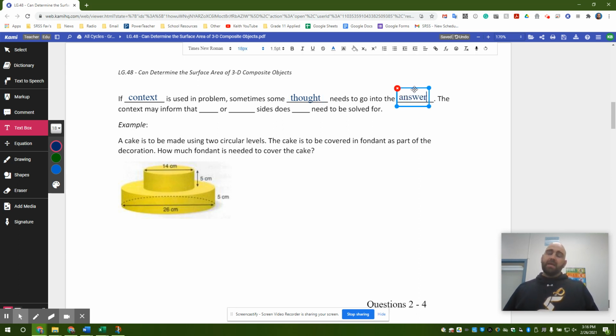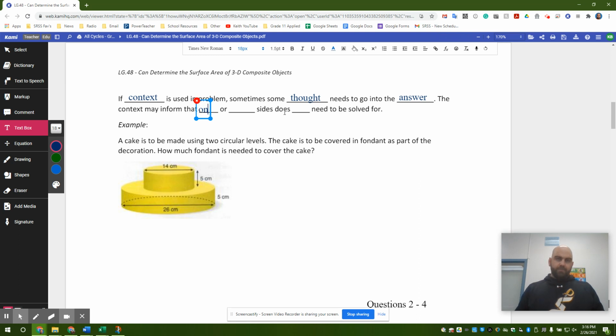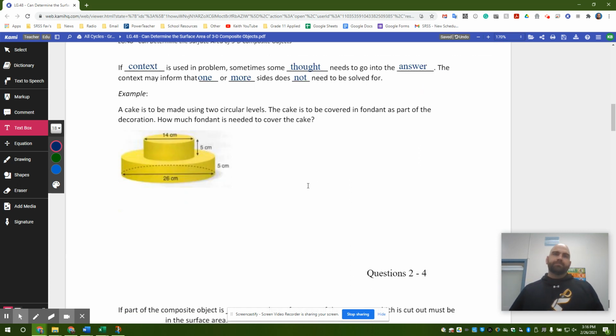Not saying that you don't think when you do the questions normally. I'm saying that we have to actually determine what parts of our shape or our object are actually going to be a part of our answer. Is the whole thing going to be a part of the answer, or is part of it going to be actually not part of the answer? The context may inform that one or more sides does not need to be solved for. And this example that we're going to take a look at deals exactly with that.